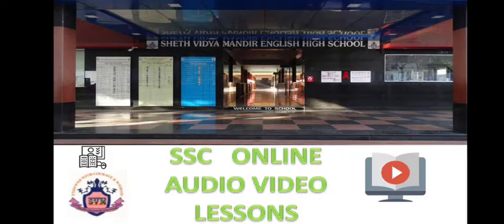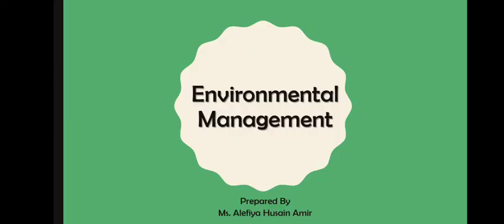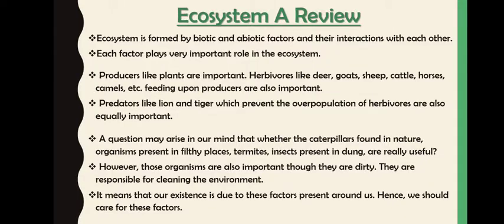In today's video, we are going to start with a new chapter, that is environmental management. Let us start with what is ecosystem. Ecosystem is formed by biotic and abiotic factors and their interactions with each other. Each factor plays a very important role in the ecosystem.